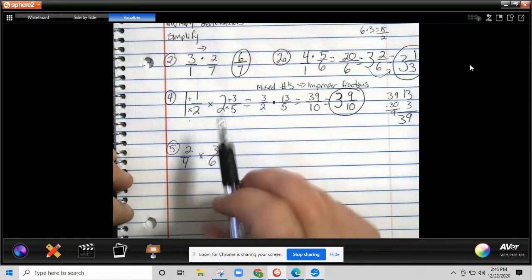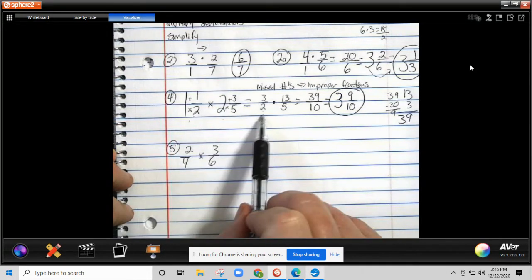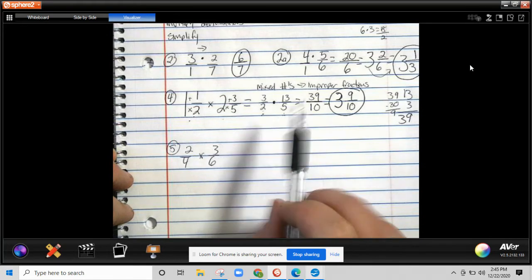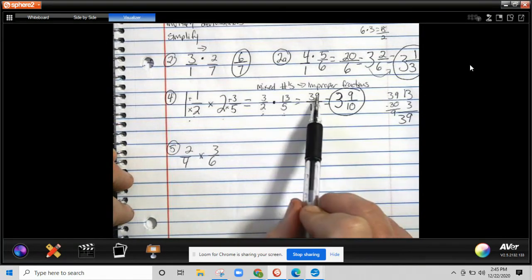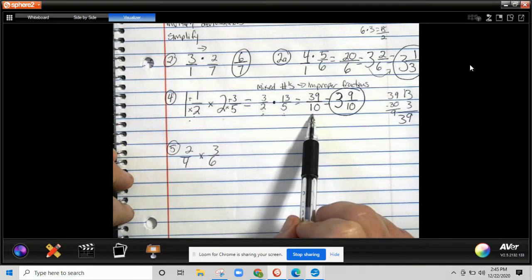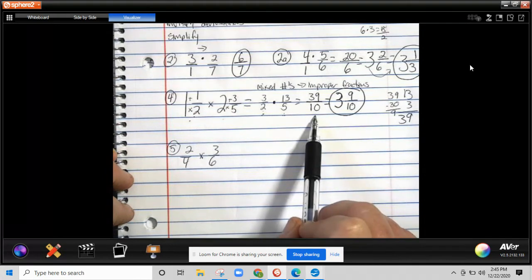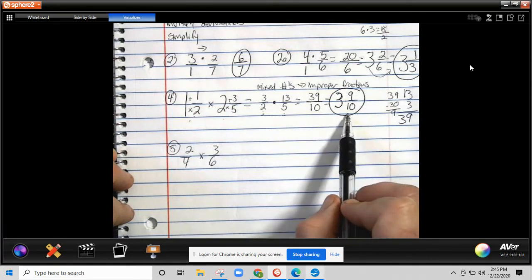So you see, I had to take the mixed number and turn it into an improper fraction first. Then I multiplied my numerators, multiplied my denominators. I got my improper fraction. Then I had to convert it back into a mixed number.